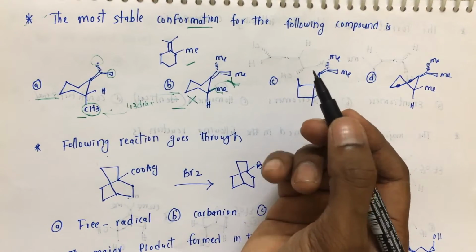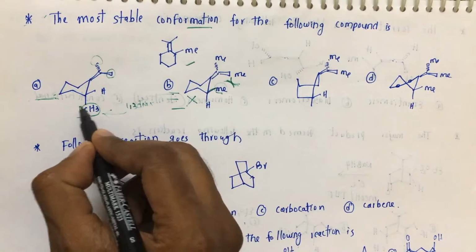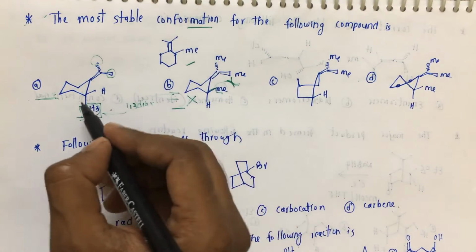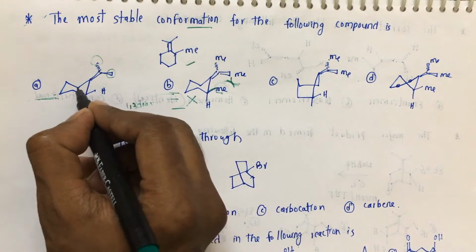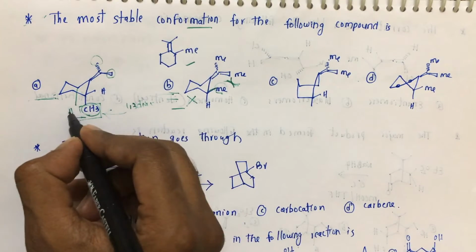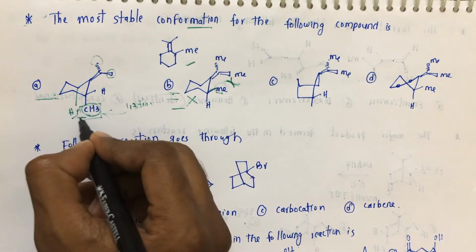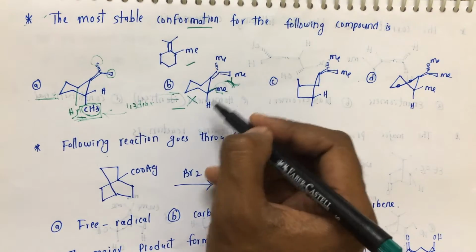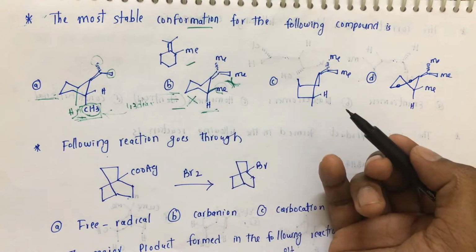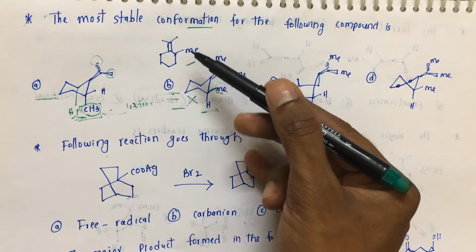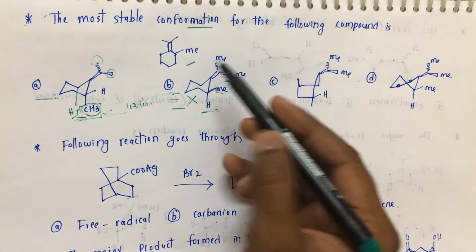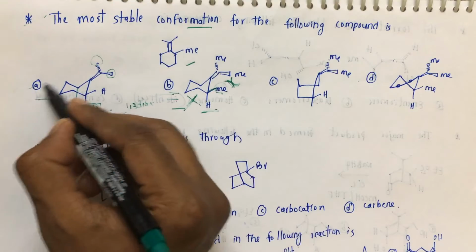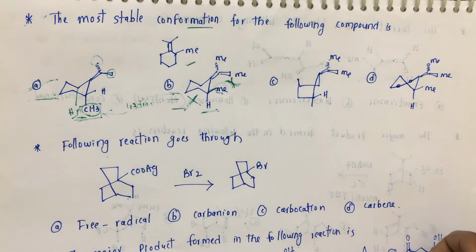Even though the methyl group is at the axial position here, compared to here, the axial interaction is between the hydrogen and the methyl group, but here the interactions are between the methyl and methyl groups. So this will cause more instability to the structure. Because of that, this is unstable and this is the stable conformation. So this will be the answer.